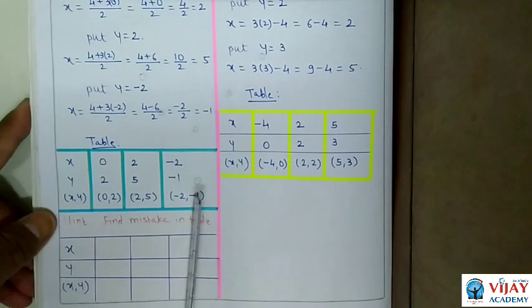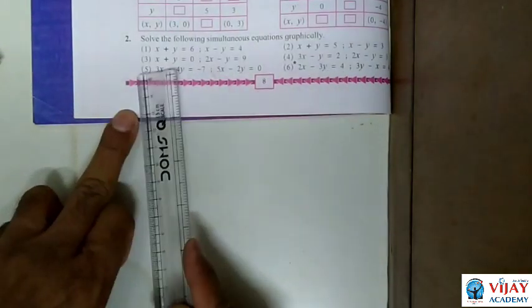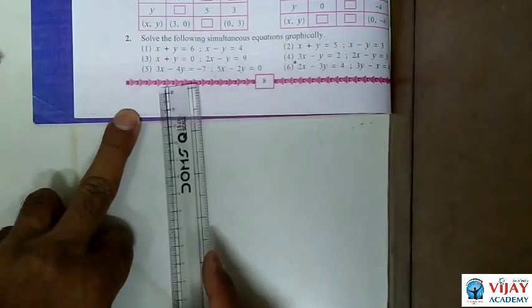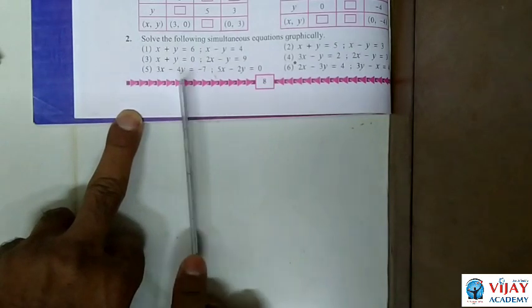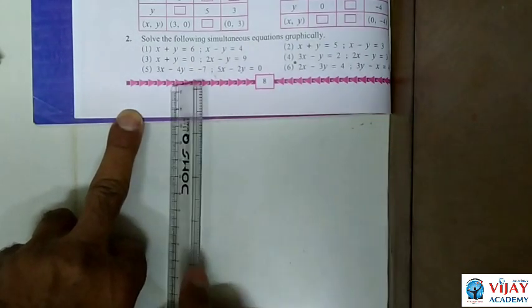Now the remaining sums, first, second, fourth and fifth, you have to solve at home, and if you have any queries, ask me.